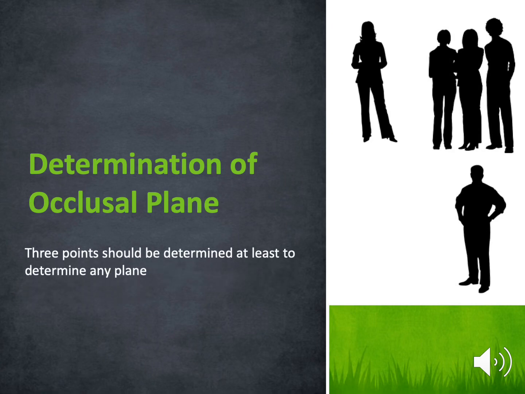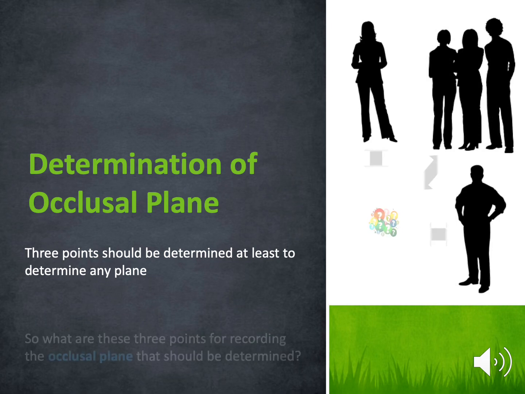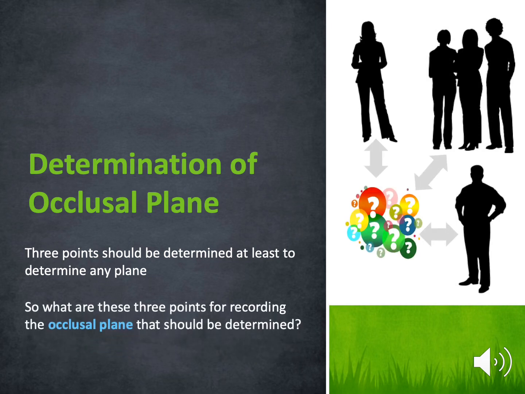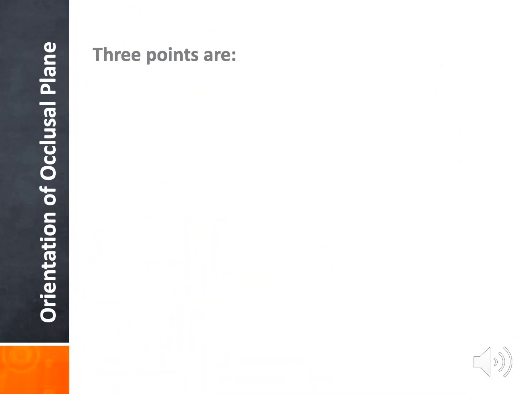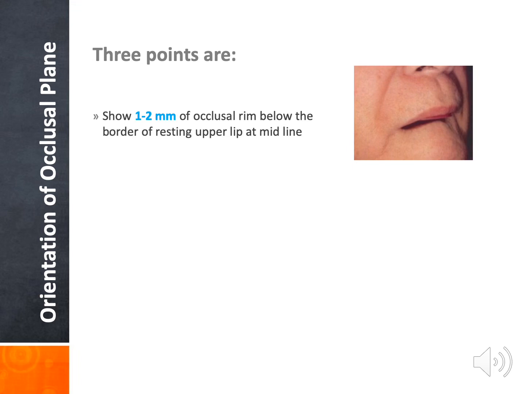At least 3 points should be determined to determine any plane. So, what are these 3 points for recording the occlusal plane that should be determined? These 3 points are: showing 1 to 2 mm of occlusal rim below the border of the resting upper lip at the midline, as shown in the figure.